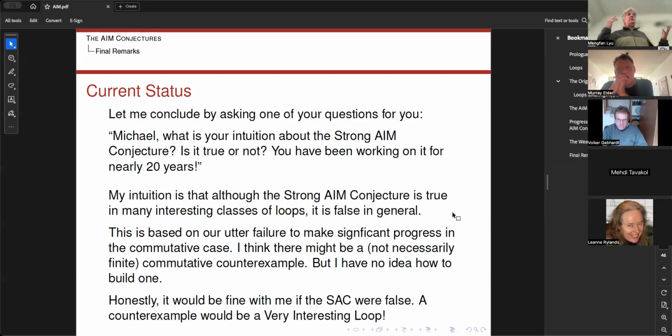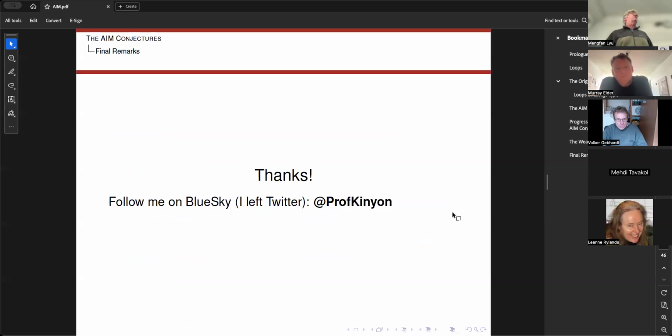So this would be just some other entirely different approach to this, and I have no clue how to do it. It would be great if it were false. I mean, you might think after being so strongly invested in this conjecture for so many years that I would be deeply disappointed. Far from it. I would actually be very excited if it were false, because that would be an extremely interesting loop. We would probably learn a lot from looking at it. And with that, I'll stop. Thank you very much.